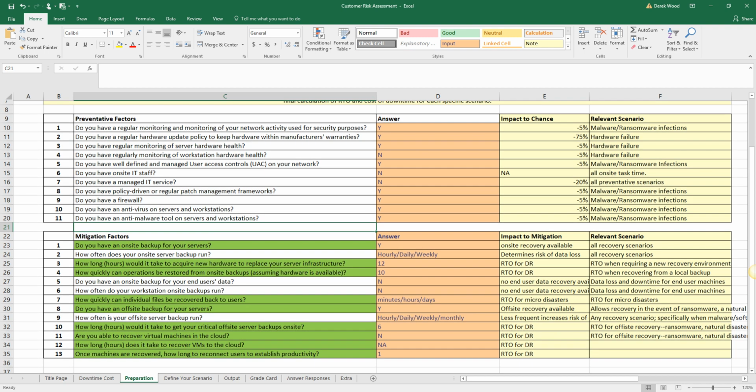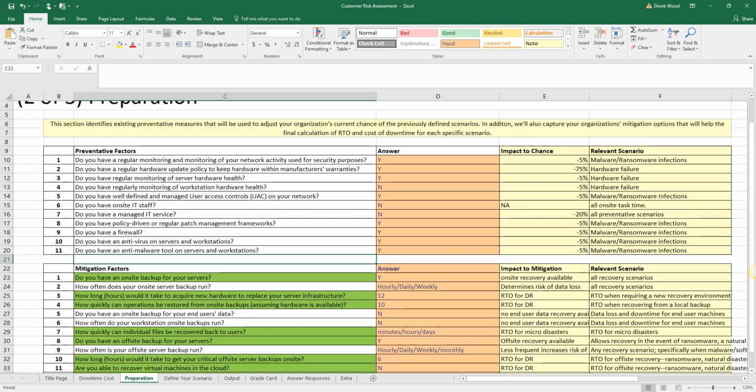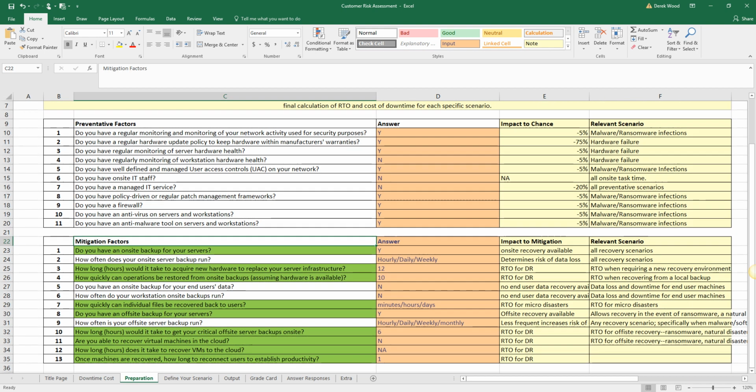The second step is to go through with the customer and answer some basic questions about both their security services or their preventative factors and their mitigation factors or their recovery ability. So the preventative factors, again, this whole workbook is built to be a framework in which you can add, remove, modify as you see appropriate. So some of the science behind this is, your preventative factors are going to impact the chances of something happening, hence prevention.